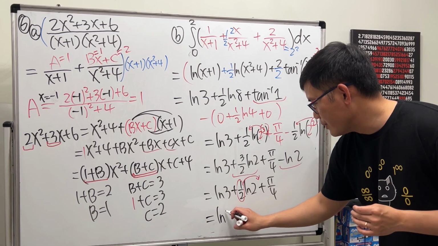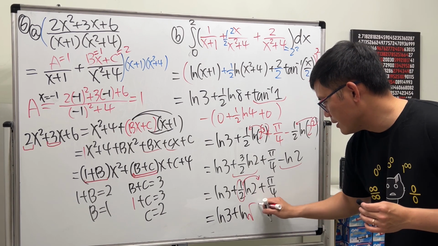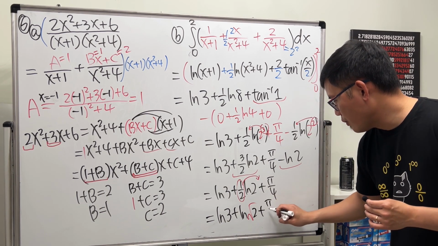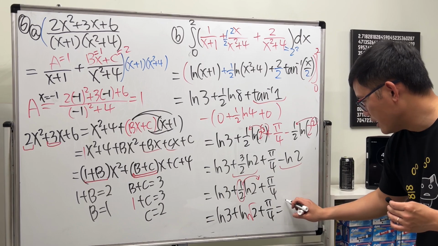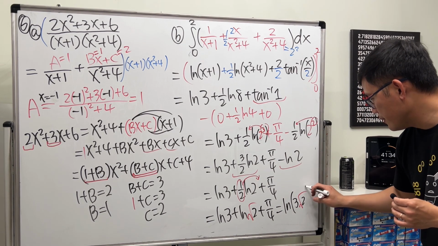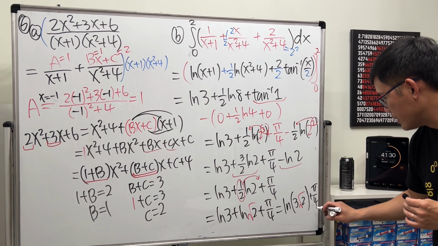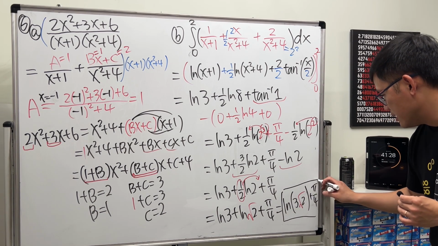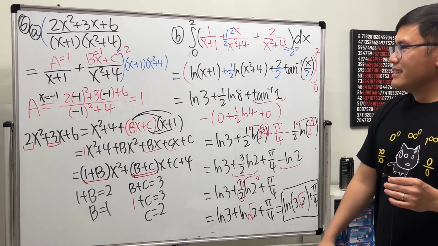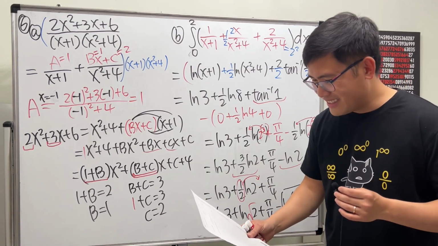All right, fine, I'm going to just write this down, pi over 4, and then this is ln of 3 square root of 2. Let me see if I can fit in here, pi over 4. Not bad. I fit everything. That's usually my goal, right?